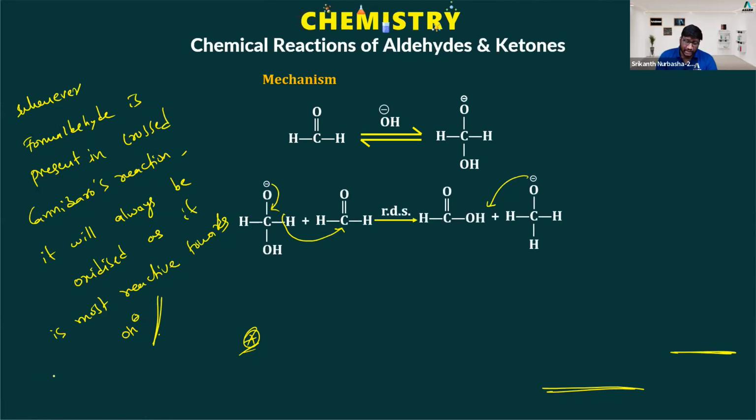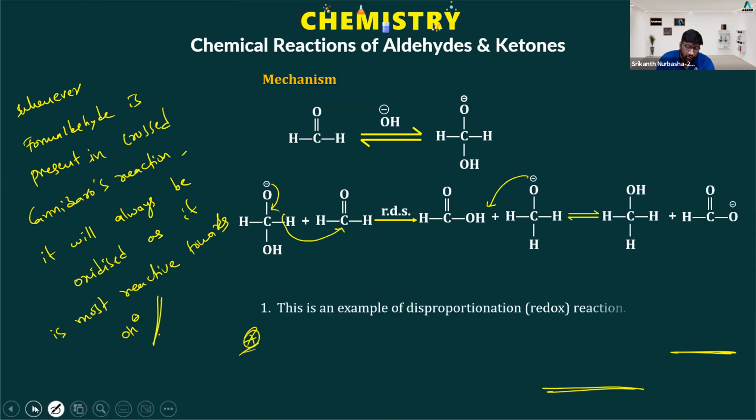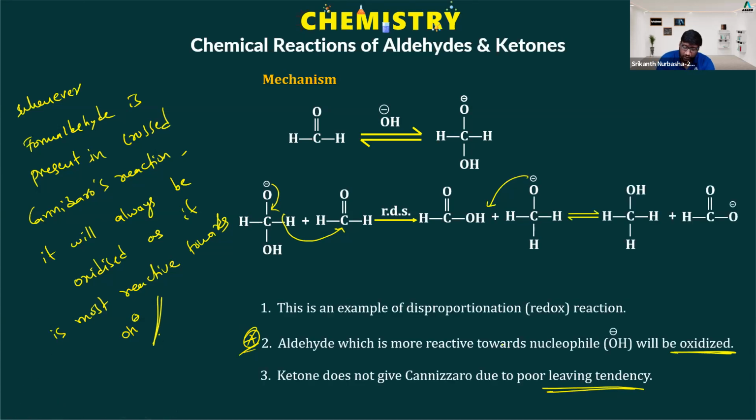So last class we were discussing the Cannizzaro reaction, and this was a mechanistic approach which we discussed. The aldehyde which is most reactive towards the nucleophile, that is OH minus, will be oxidized, because in the first step the OH minus attacks the electrophilic carbon, and the rate determining step is transfer of hydride ion. That is, hydride ion acts as a nucleophile to attack the second molecule of the respective carbonyl compound, which does not have any alpha hydrogen. And ketones do not give the Cannizzaro reaction due to poor leaving tendency.